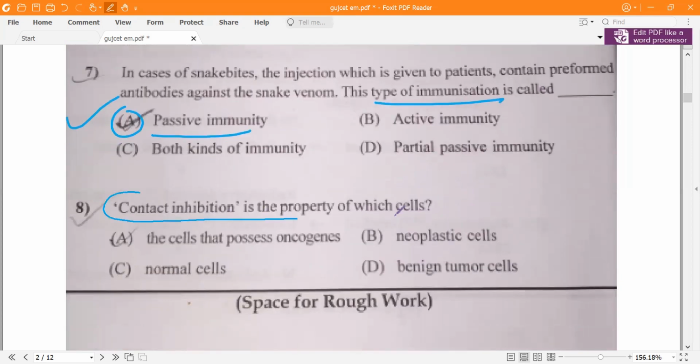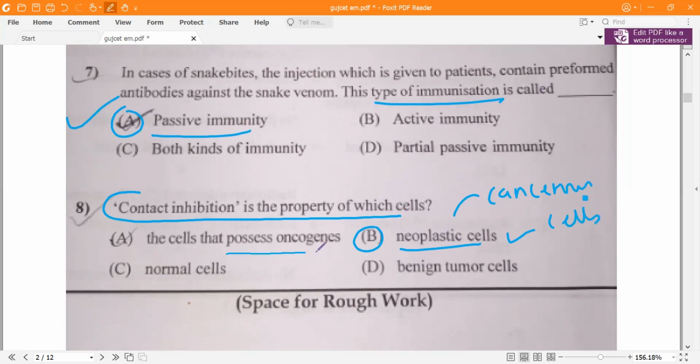Contact inhibition is the property of which cells? It's a good question. Neoplastic cells. Neoplastic cells are cancerous cells. These oncogenes are found in normal cells also, like proto-oncogenes or C-onc. So it is seen in the neoplastic cells. This will also show, but this is more appropriate for all the cancerous cells. Malignant and benign both will show it. So the correct answer is B.